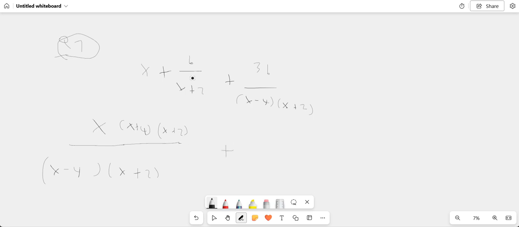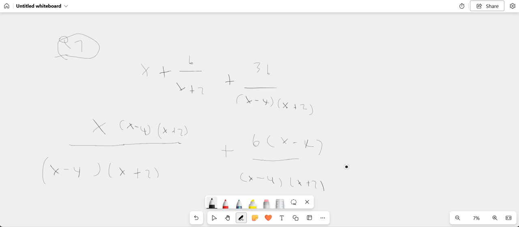Plus 6 over x plus 2. What's x plus 2 missing? It's missing x minus 4. So 6 times x minus 4. I don't know why I'm saying plus 4, it's minus 4. And then over x minus 4, x plus 2. So that's the situation there.